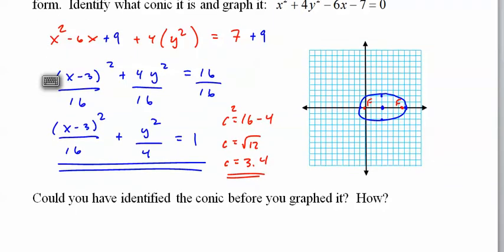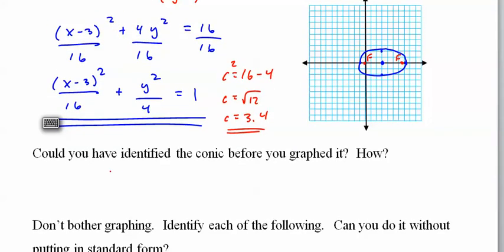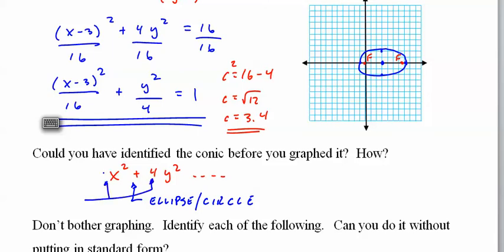So the question is, could you have identified the conic before you graphed it, and how? Well, I actually know how to do this. The conic had x squared plus 4y squared. Had some other stuff, but I don't care if it's just to identify. This tells me ellipse or circle. And this tells me ellipse.